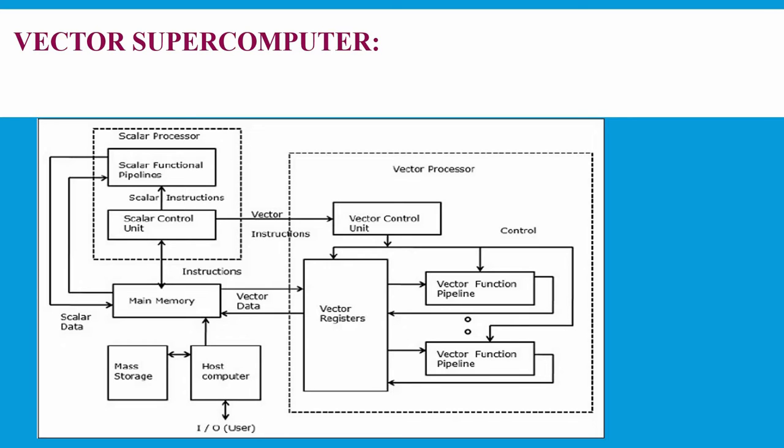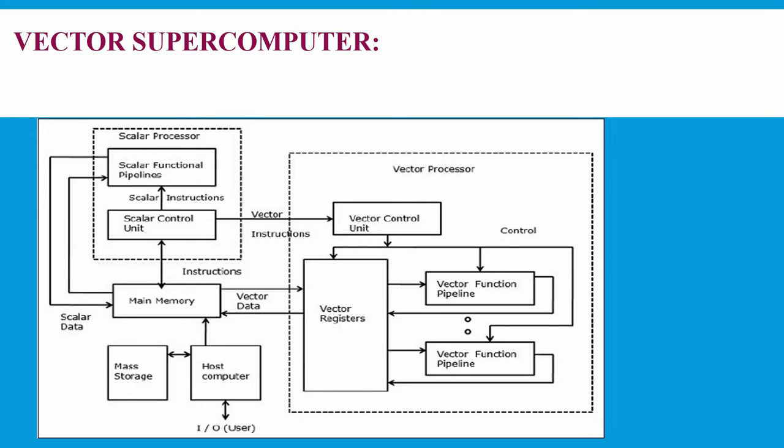Scalar instruction means, for example, if you are going to add A plus B, addition of two numbers, A holds a single value and B also holds a single value. That type of instruction is an instruction executed on single data. That type of instruction is known as scalar instruction. So the scalar control unit finds out whether that instruction is scalar.